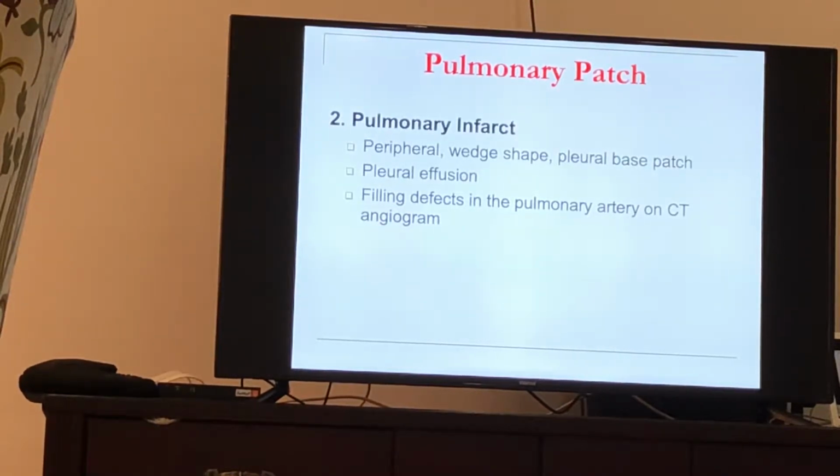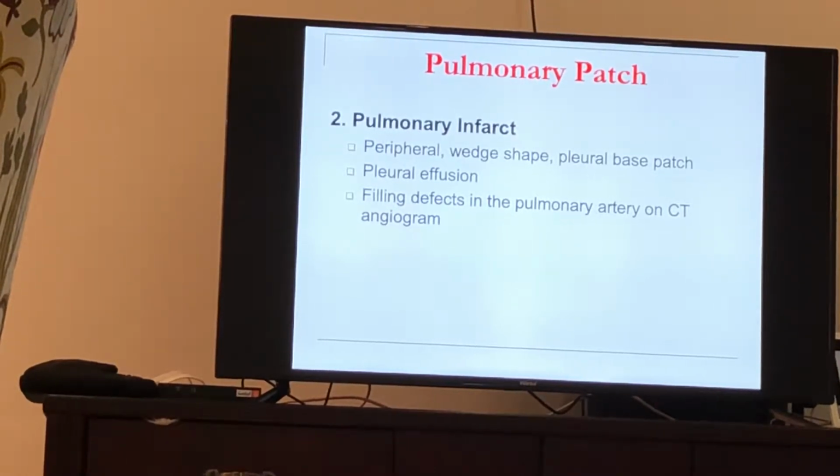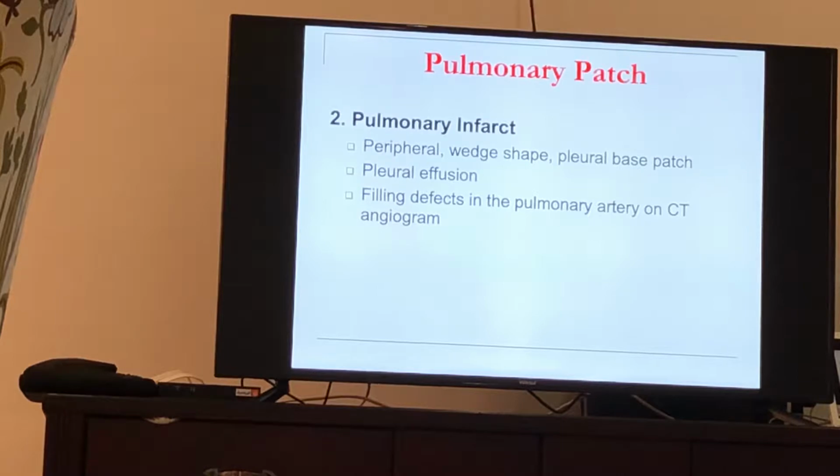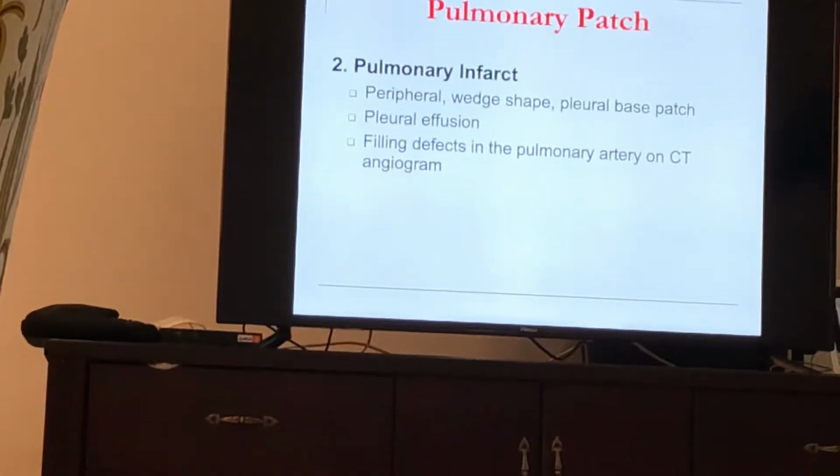If it's a pulmonary infarct, it's easy. We all learned it. Pulmonary infarct is peripheral, wedge-shaped, and usually the base is towards the pleura and the apex is towards the hilum. There could be associated pleural effusion. The effusion could be unilateral on the same side, or it could be bilateral. Filling defects in the pulmonary artery on CT angiogram is basically the diagnostic test to rule out pulmonary embolism. Of course, also VQ scan.